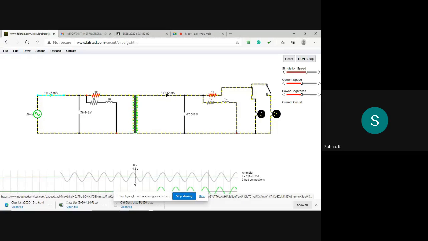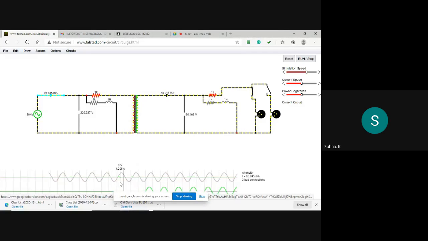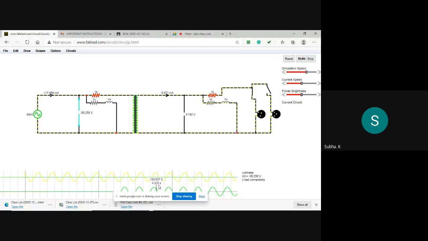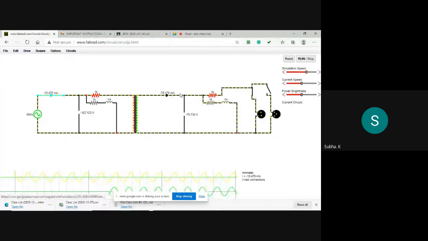You keep the cursor near the peak value and note down what is the current and what is the voltage. Still, the secondary values also you have to note down.